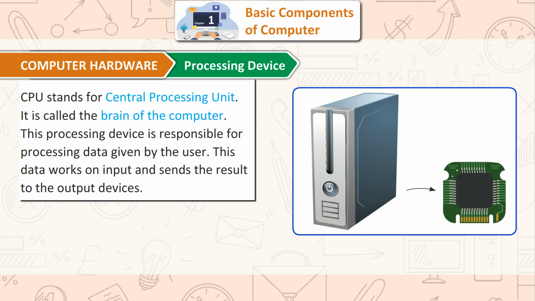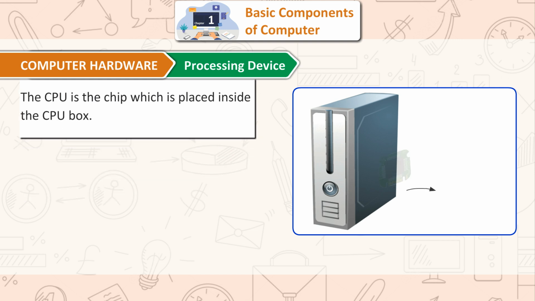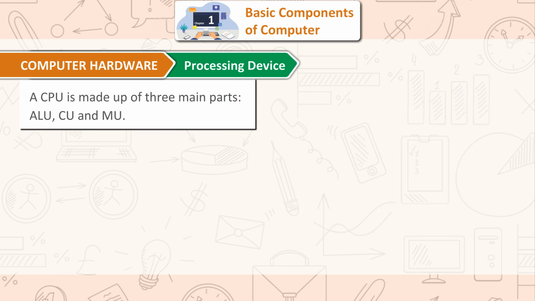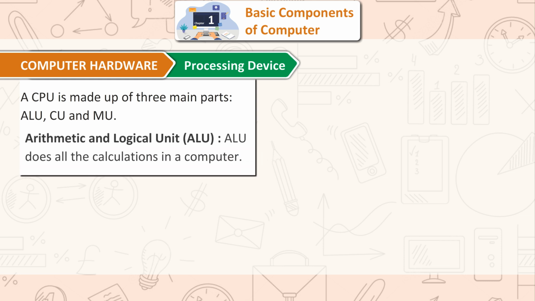This data works on input and sends the result to the output devices. The CPU is the chip which is placed inside the CPU box. A CPU is made up of three main parts: ALU, CU, and MU.